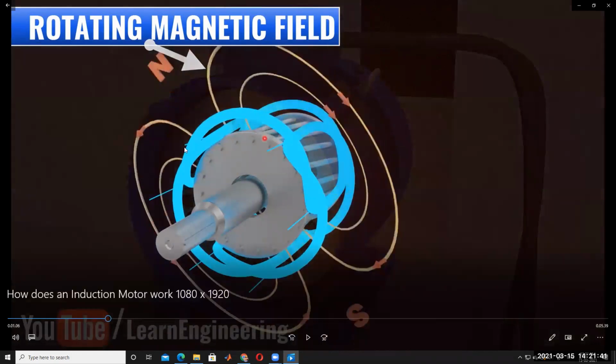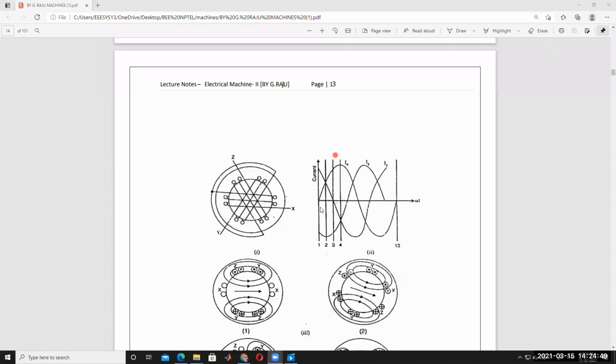How the magnetic field is rotating, we have to discuss. This concept we will discuss by using one PDF. For the three-phase supply, the R phase starts at 0 onwards. After 120 degrees, the Y phase will start. After 240 degrees, the B phase. The R phase, Y phase, and B phase start in this manner. So this is called a three-phase supply.